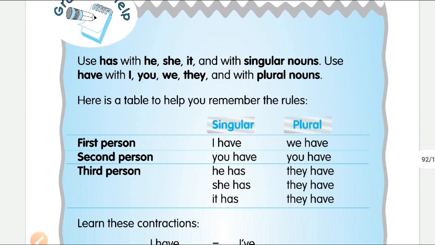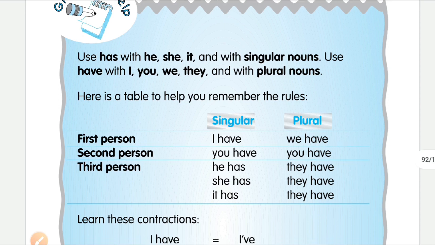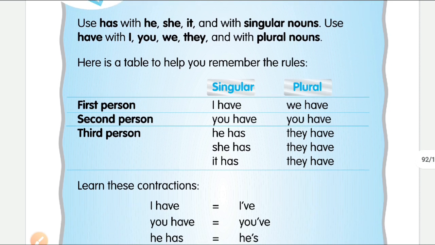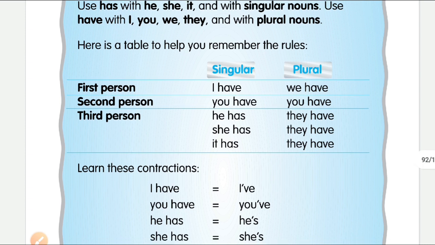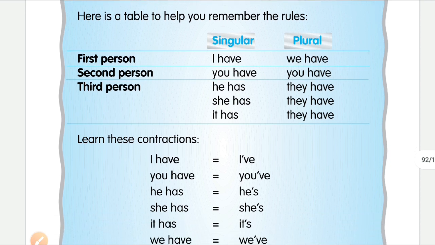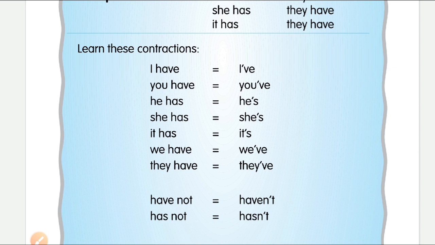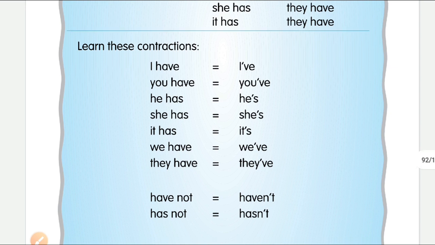After that you can see the use of has with he, she, or it. Again, it is very much clear here. In singular, you use I have, whereas in plural we use we have. In second person, you have, the same, you have. In third person, he, she, or it has. The plural of he has, she has, and it has is they have. Here also you can see some contractions: I have, you have, he has, she has, it has, we have, they have, not, has not. You can see the contractions. You can write in this way.